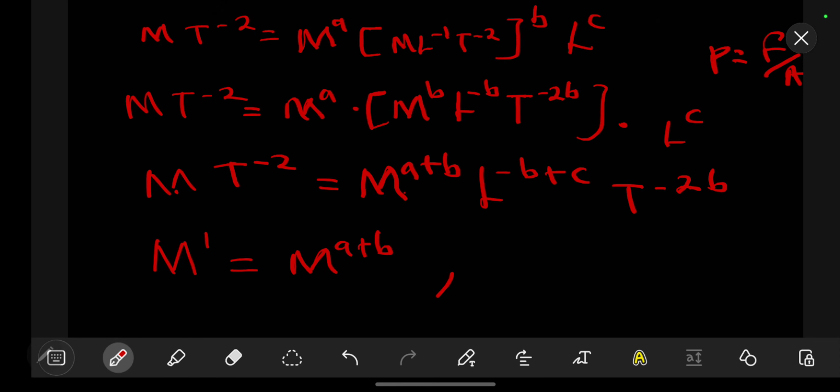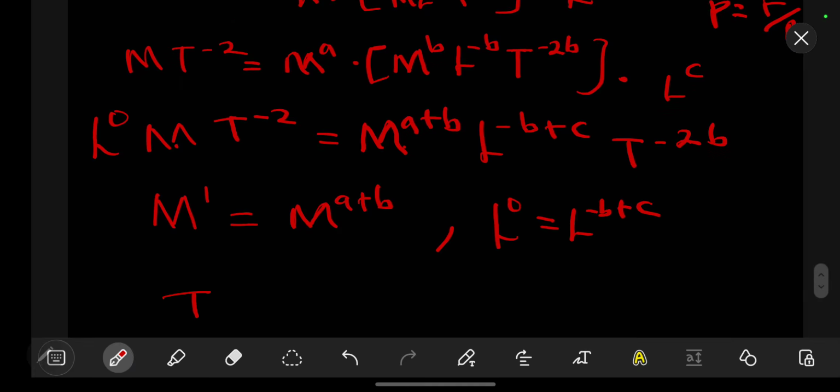The other equation that we can equate: here, if you can see the L, it's there, but the power is 0. So L to the power of 0 should be equal to L to the power of negative b plus c, like that. Finally, we have t raised to the power negative 2 should be equal to t raised to the power negative 2b, like that.